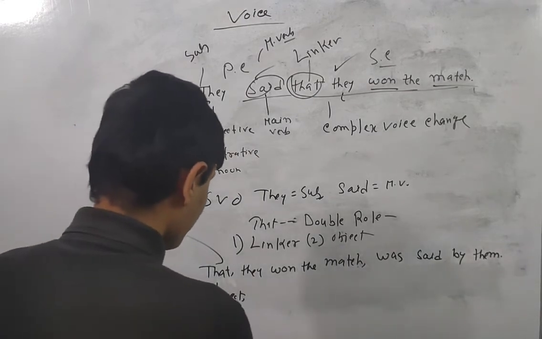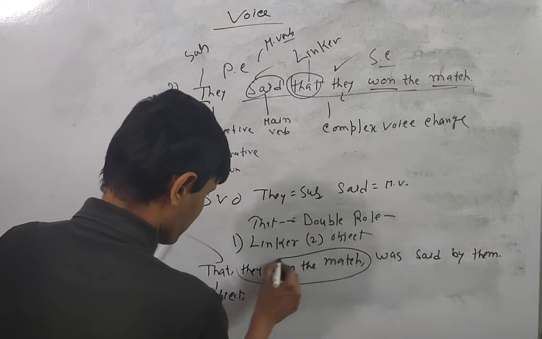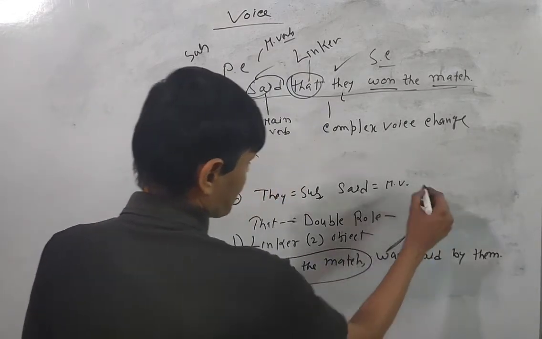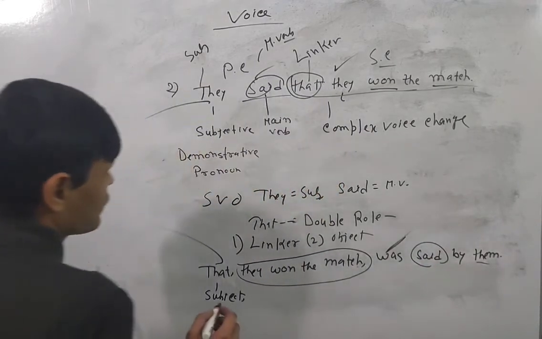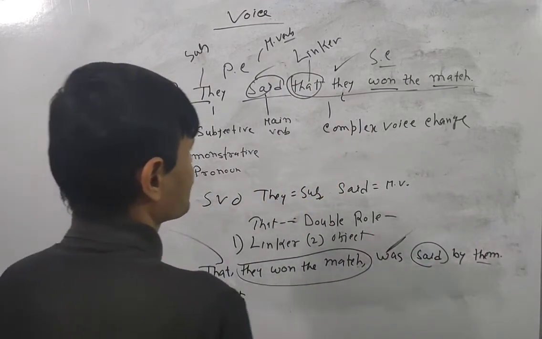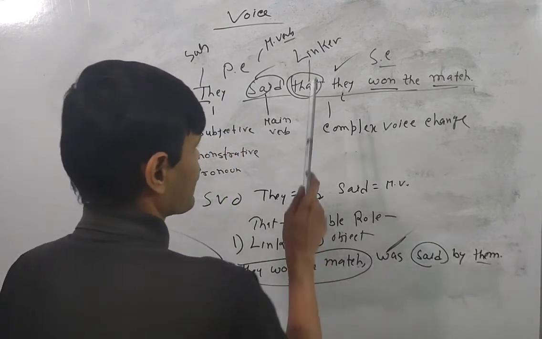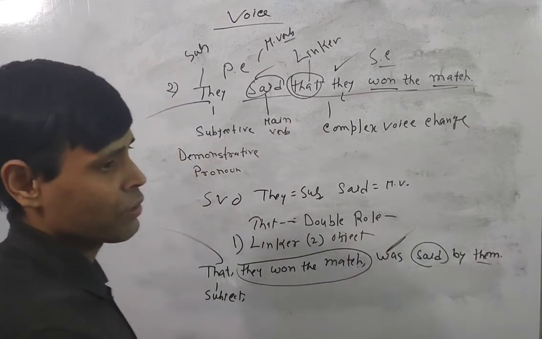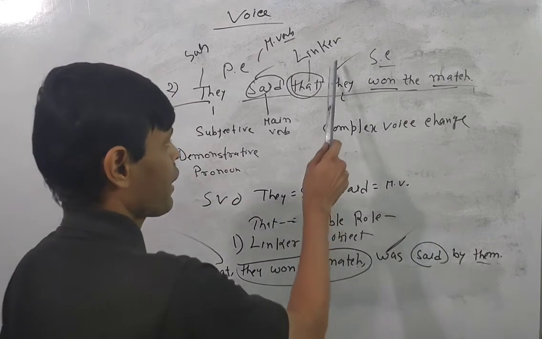So here it is functioning as object. It is a total sentence we have already noted down. Here is the subject, here is the auxiliary verb, here is the main verb, here is the object. So this is called the complex voice change in English. Whenever such a sentence is there, you will just consider that as object.